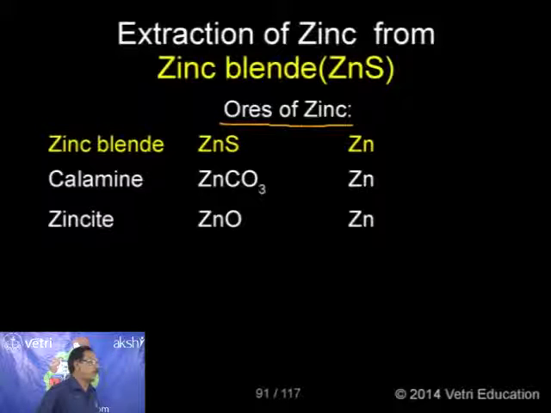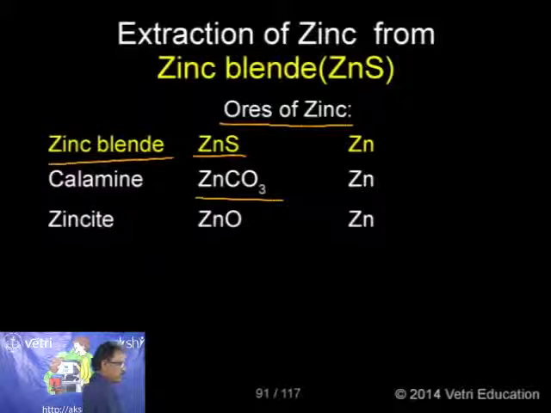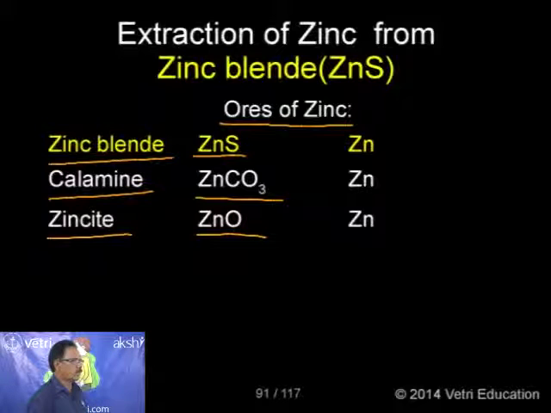it exists in the form of different ores. The most important sulfide ore, zinc sulfide, is called zinc blend. Another one is the carbonate ore, zinc carbonate, the name is calamine, ZnCO3. And another, the oxide ore, is zincite, ZnO. So, from these ores, sulfide ore, carbonate ore and oxide ore, we can extract zinc. In this lecture, I am going to use zinc blend. I will explain how zinc can be extracted from this zinc blend.